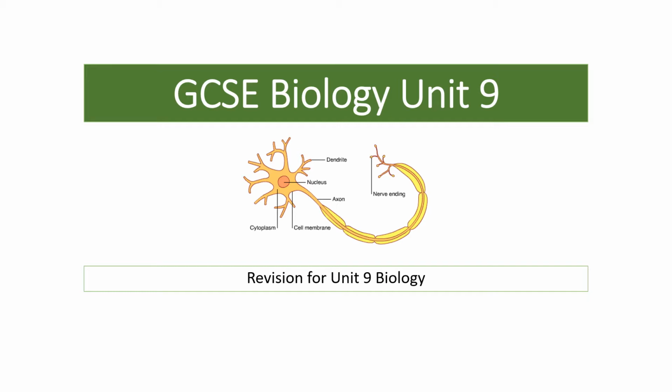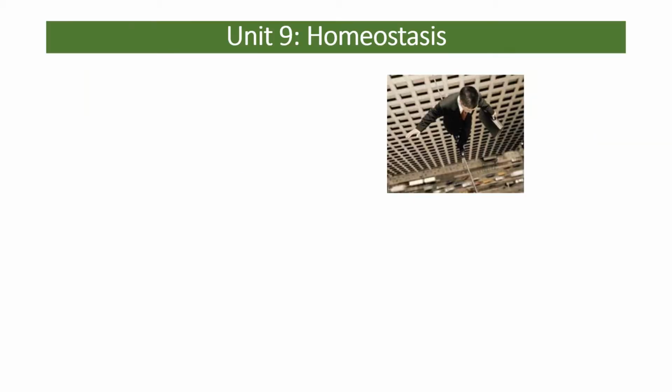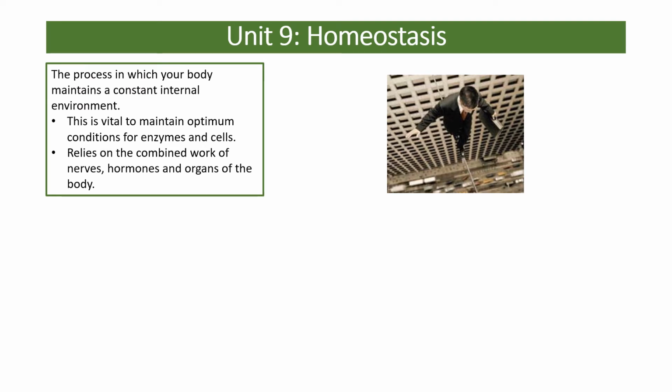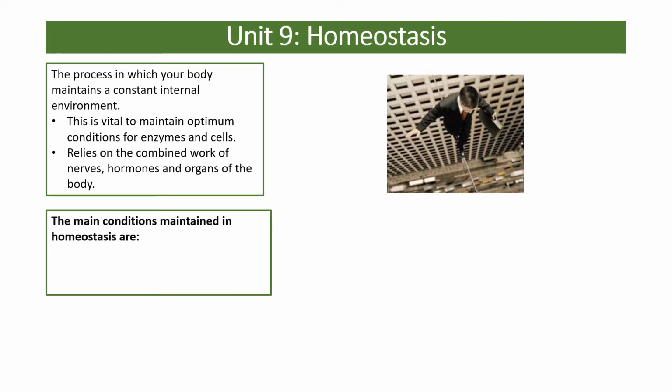Today we'll be looking at hormones. What we need to know is that hormones link to homeostasis from the past modules. To remind you, homeostasis is the maintenance of a constant internal environment. It's vital for your enzymes to be at the optimum conditions, and for your cells. It relies on a mixture of nerves, hormones and organs to control the body, and we're going to focus on the hormone side today. The main conditions controlled by homeostasis are water content, which we'll be looking at today, body temperature, which we won't be looking at, and blood glucose concentration.